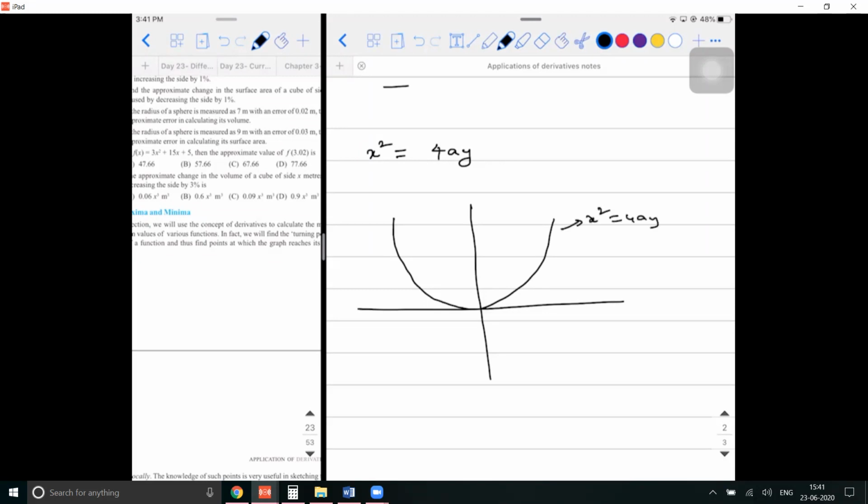Now I'll ask certain basic questions. If I ask you what is the domain of this function, what will you say? R. So the domain is real numbers, or you can write it as minus infinity to infinity. If I ask you the question about its range, what will you say? What is the range of this function?